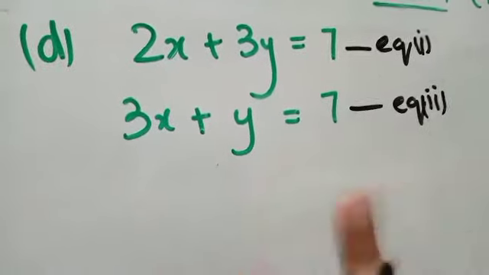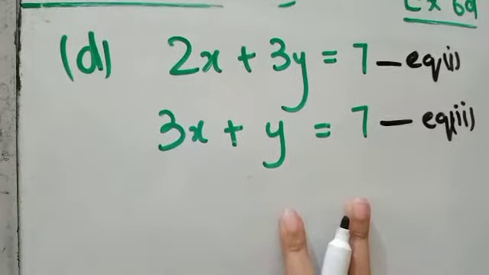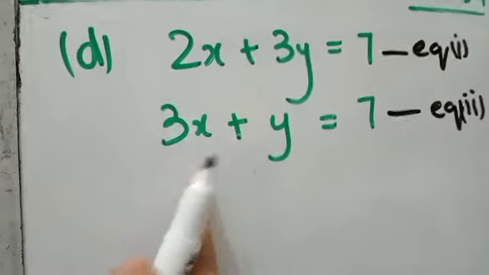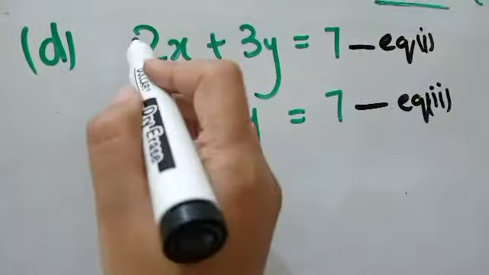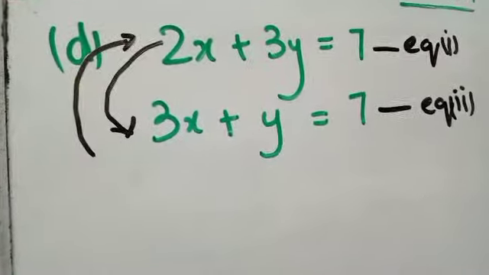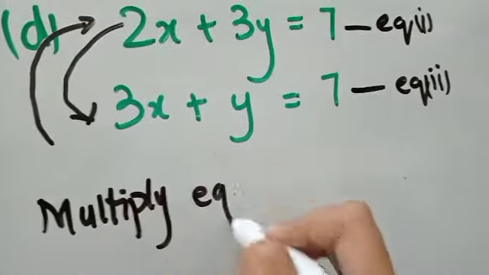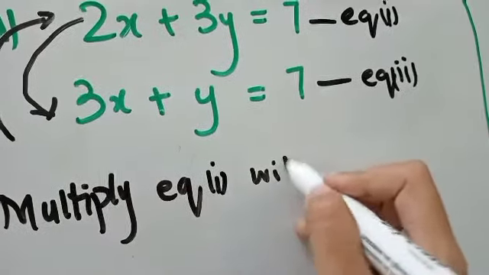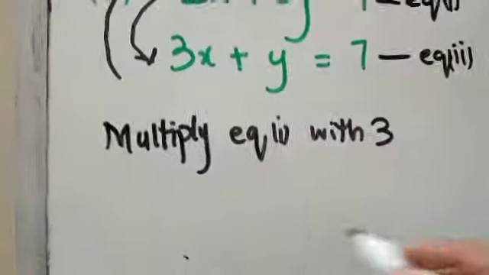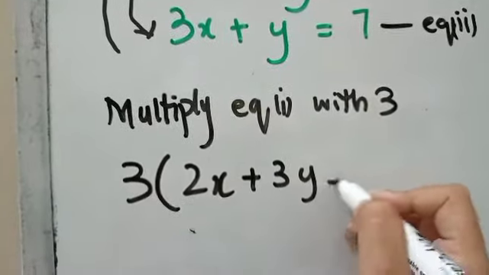I will tell you both ways to do it, so that in exams and later also it will help you. First I will make x identical. If I multiply this with 3 and this with 2, it will make my x identical. So I will write: multiply equation 1 with 3. Multiply 2x plus 3y is equal to 7 by 3.